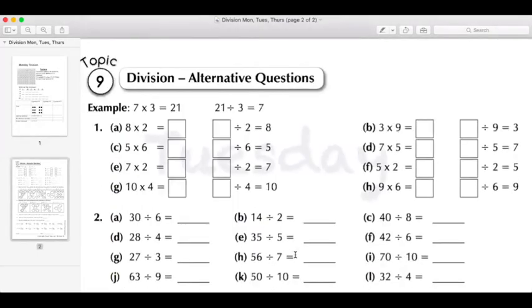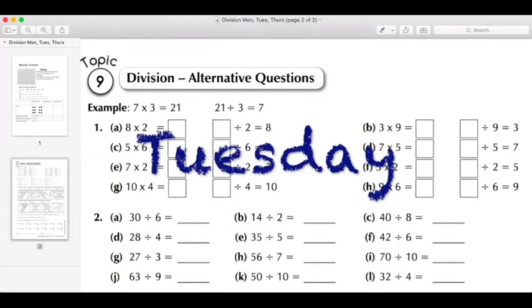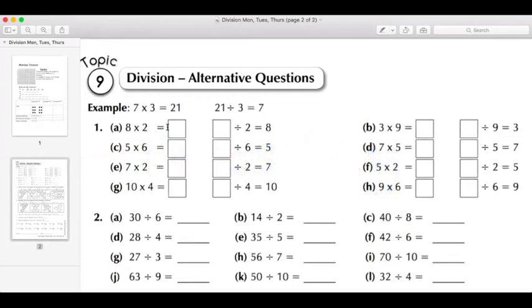Okay, so now we're on to Tuesday's work. So it starts off very similar to the last activity on Monday. So we have 8 times 2 equals something, and something divided by 2 equals 8. So if you know your 8 or your 2 times tables, you'll know this. So 8 times 2 equals 16. And then it's the exact same backwards. So we have 16 divided by 2 equals 8.